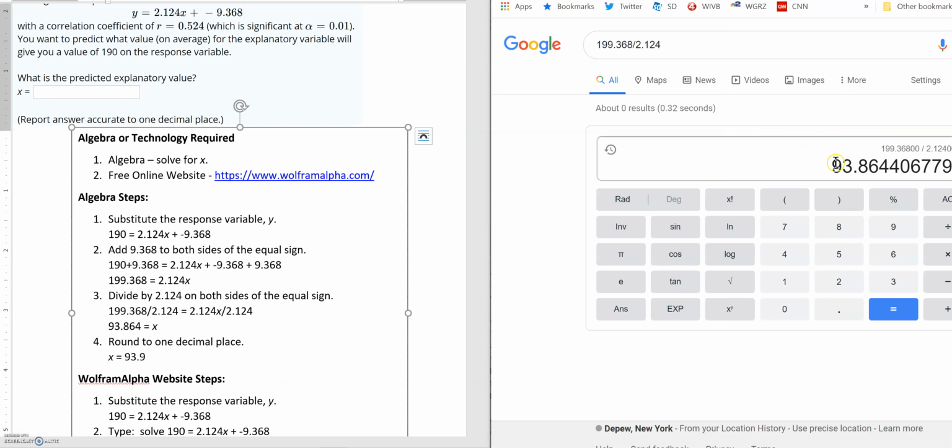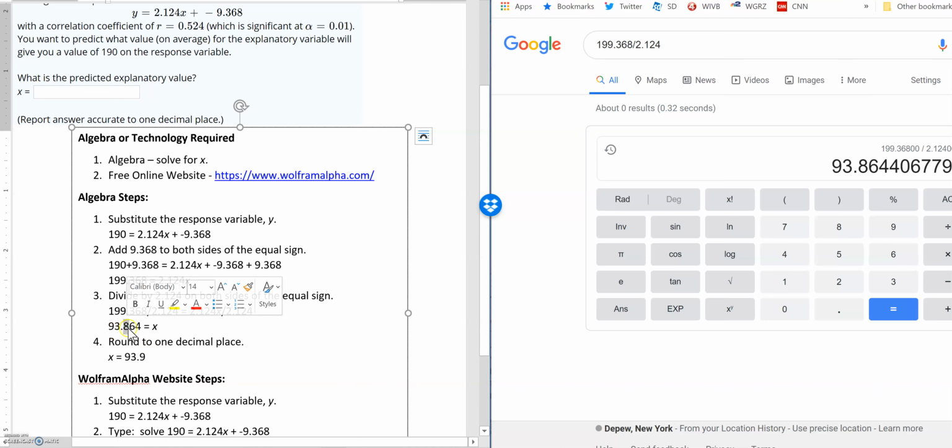And you see what my answer is, 93.864. And that's what I get right here. So that's what I got from plugging it into the calculator. But then the question says, make sure your answer is accurate to one decimal place. So this 8 gets bumped up to a 9 because the number behind it is 5 or greater. Alright. Phew, that's a lot of algebra.